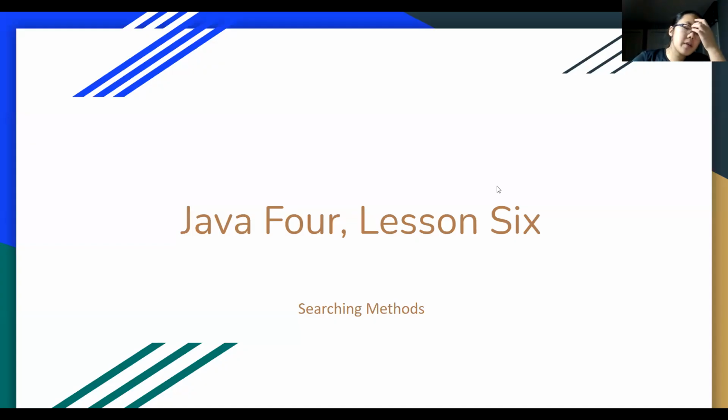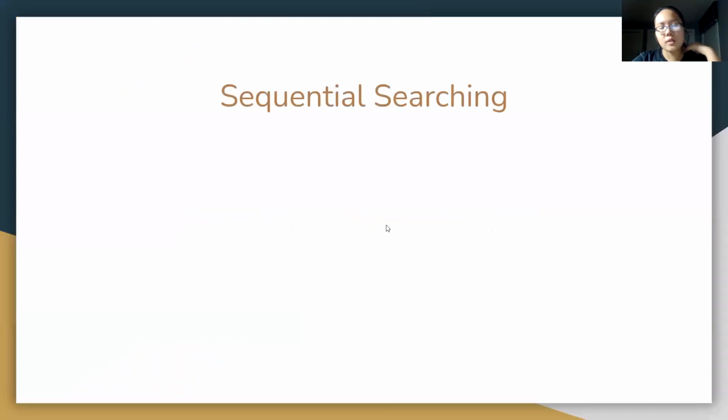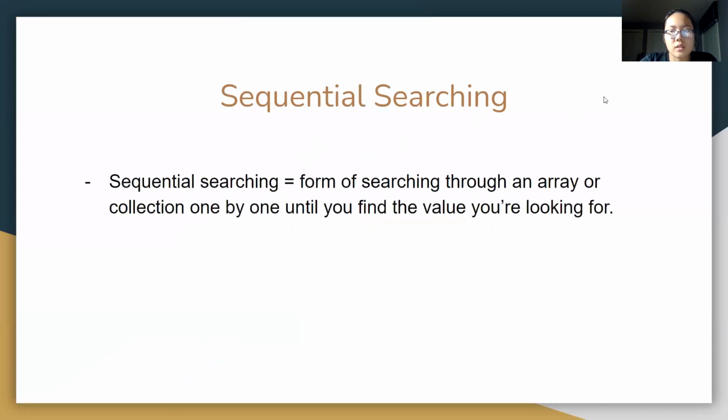Okay, so we're doing Java 4 lesson 6 today, and we're doing searching methods. First I'm going to start off with something that's not really a new concept necessarily, but it's a wording for it. It's essentially called sequential searching, and it's a form of searching through an array or another kind of collection one by one until you find the value you're looking for.